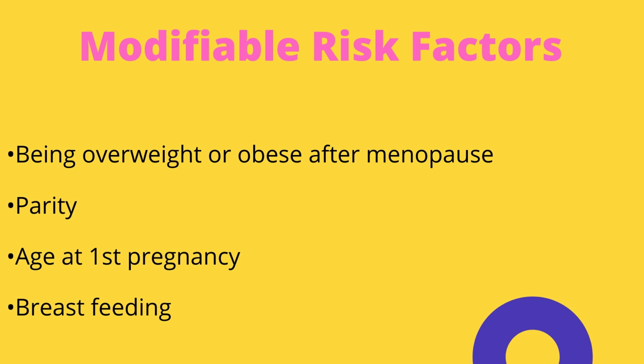And if a person is nulliparous, or if the age at first pregnancy is more than 30 years, or if the person has not breastfed, then the chance of developing breast cancer is more. So as we can see, all of them are modifiable risk factors. So one should be physically active and try to have the first pregnancy before the age of 30 years and breastfeed their children.